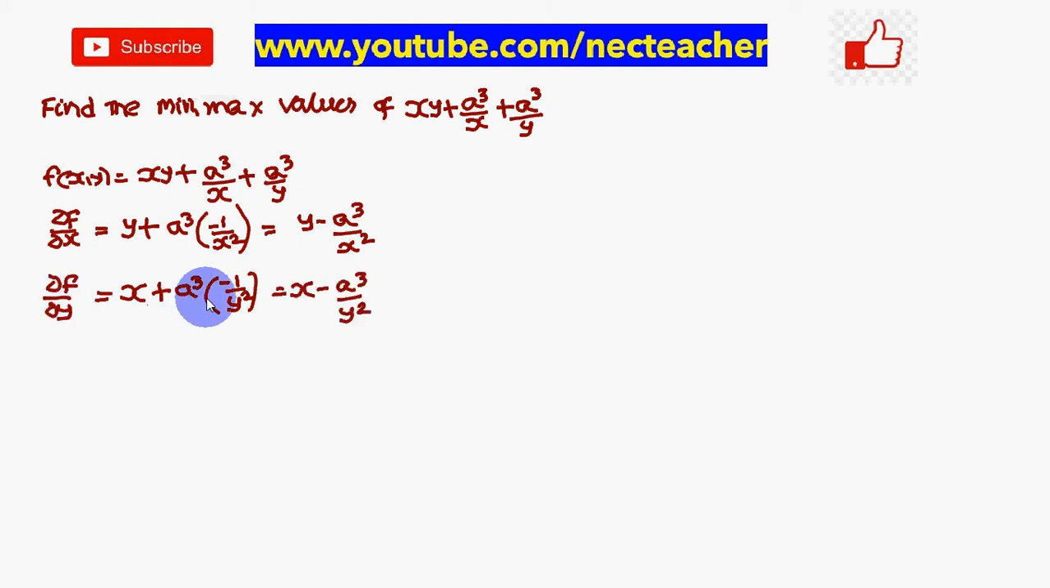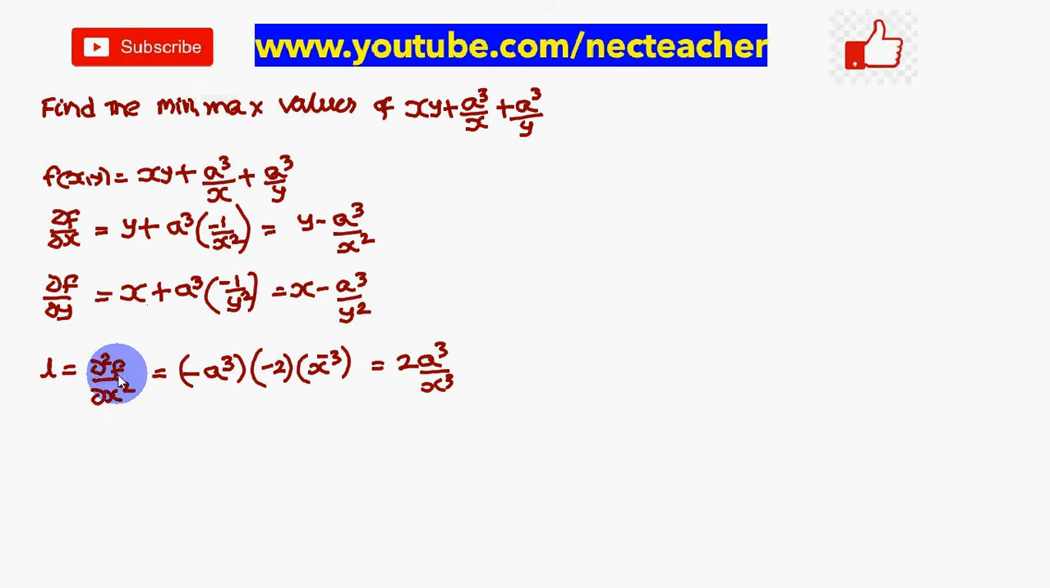Next dou square f by dou x square. With respect to x, y is a constant. Therefore what you are left with is minus a cube into the differentiation of 1 by x square. 1 by x square is nothing but x power minus 2, and n into x power n minus 1. Therefore you will get like this.